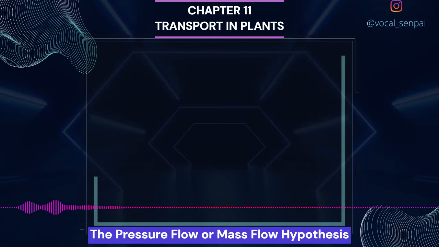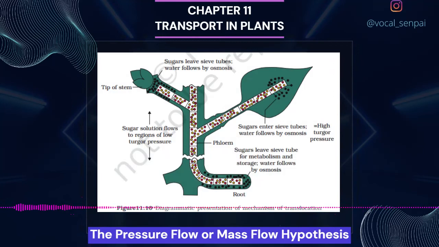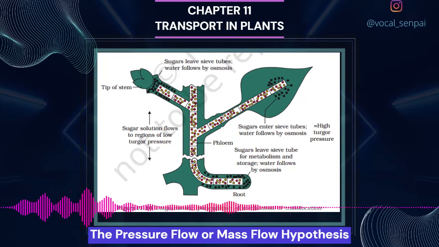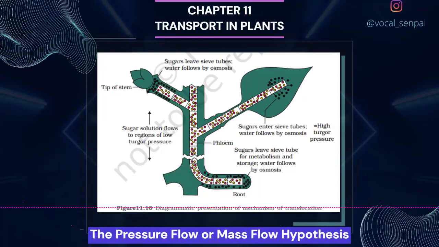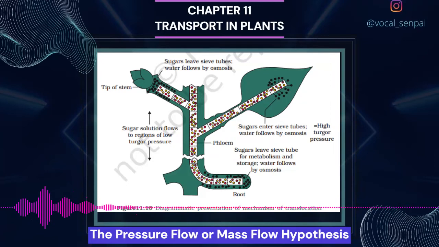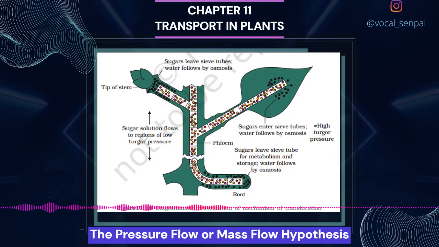The pressure flow or mass flow hypothesis. The accepted mechanism used for the translocation of sugars from source to sink is called the pressure flow hypothesis. See figure 11.10. As glucose is prepared at the source by photosynthesis, it is converted to sucrose, a disaccharide. The sugar is then moved in the form of sucrose into the companion cells and then into the living phloem sieve tube cells by active transport. This process of loading at the source produces a hypertonic condition in the phloem. Water in the adjacent xylem moves into the phloem by osmosis. As osmotic pressure builds up, the phloem sap will move to areas of lower pressure.